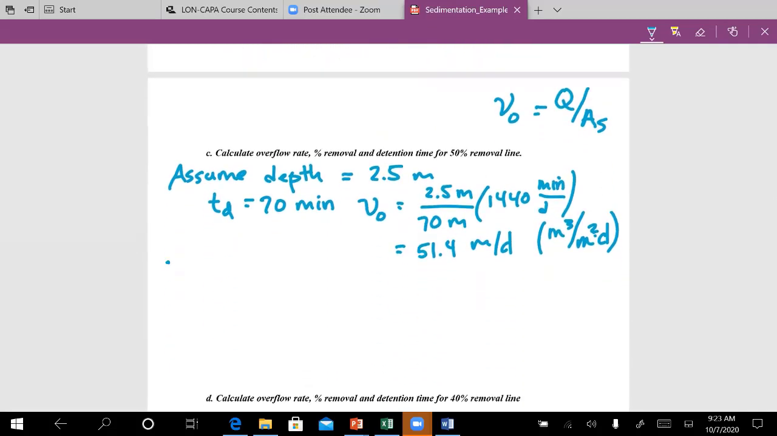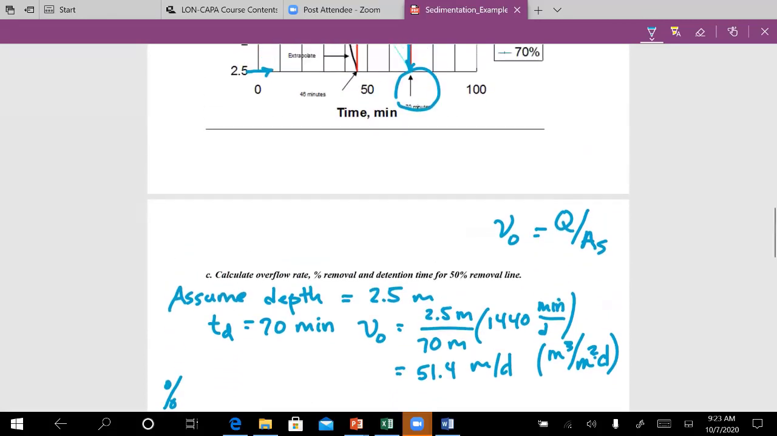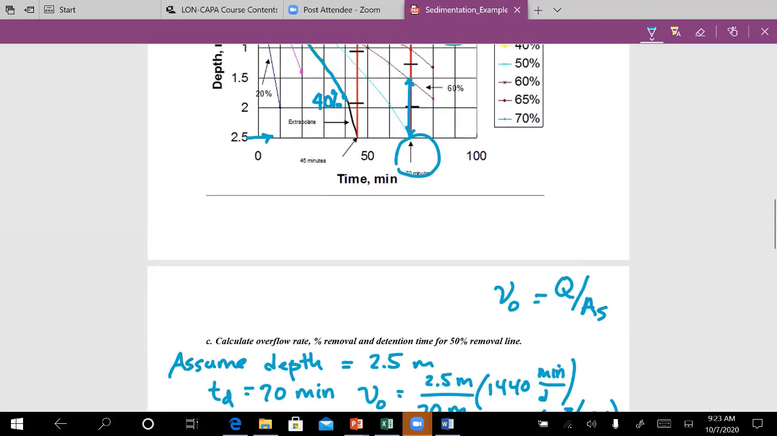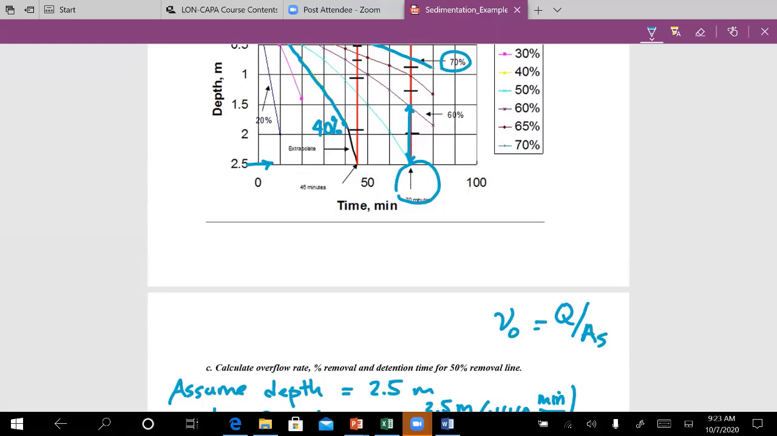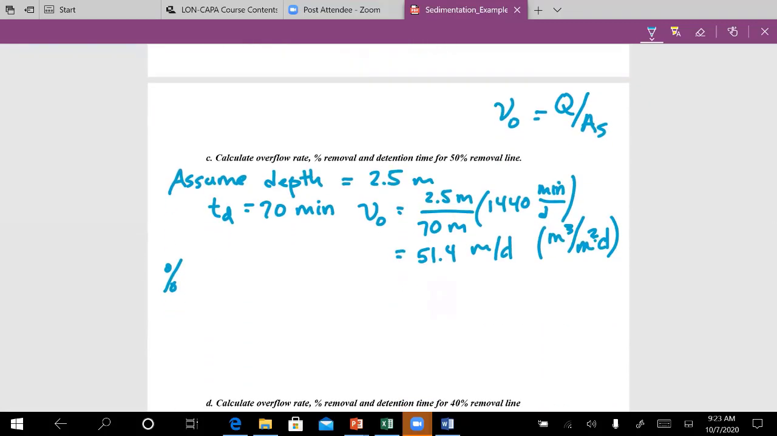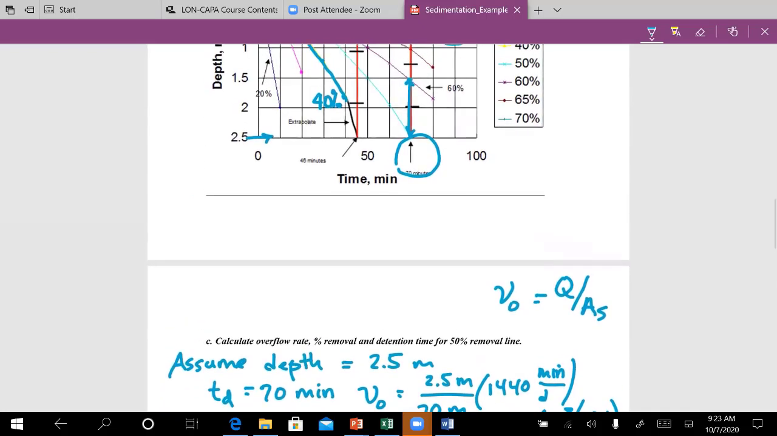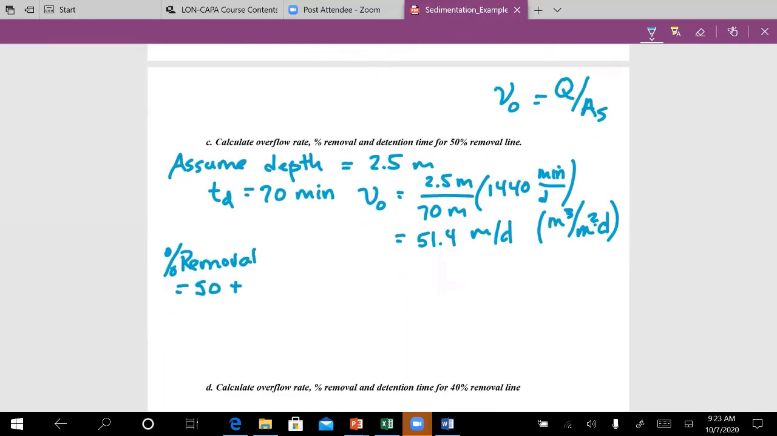So what we have is we start at the bottom. This crosses, this is our 50% line. So percent removal equals 50 plus, we'll take the difference between these two iso concentration lines and that midpoint right there. So it's plus 2.0 is the depth.